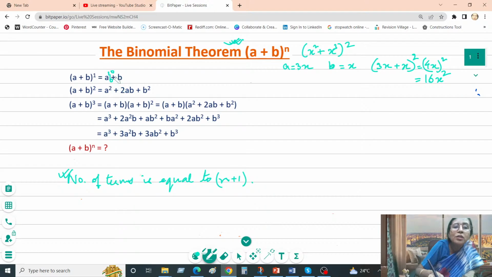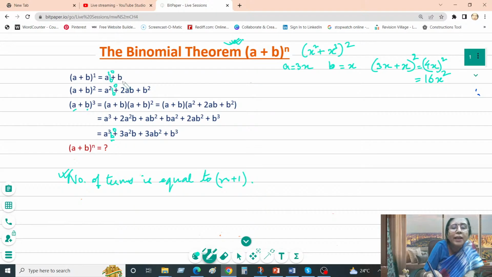Because anything raised to the power of 0 is 1, therefore the b part is not visible. b is there over here in this term, but b is having a power of 0. Also in this term, b is there, but b is having a power of 0. So for the first term, the first a is coming and it is having the power of n. And the second term is also coming, but it is not visible because it is having a power of 0.